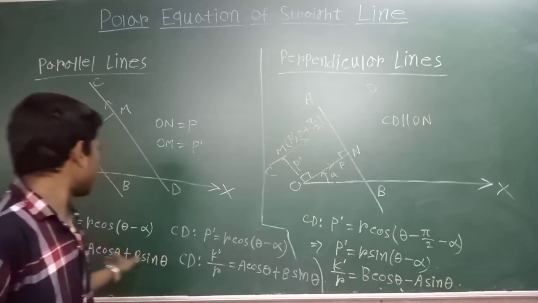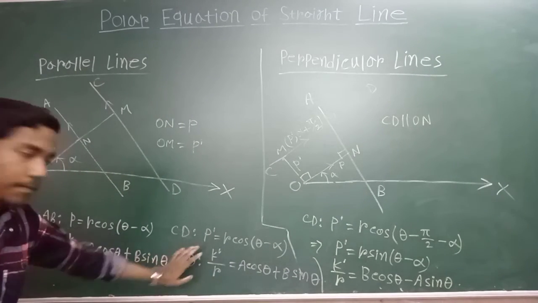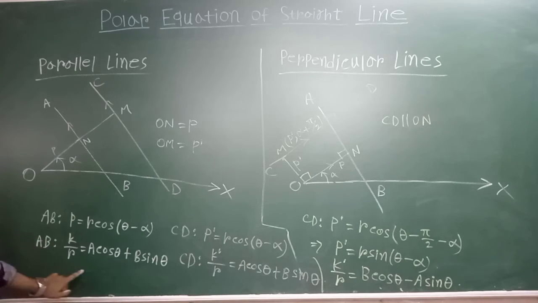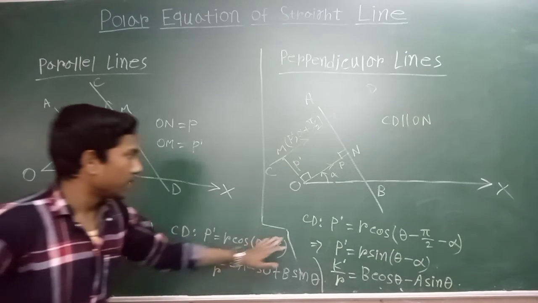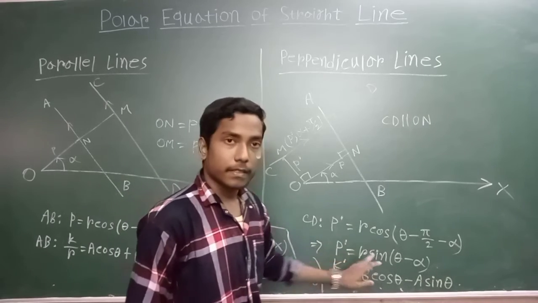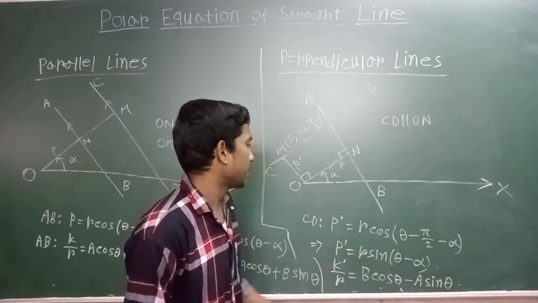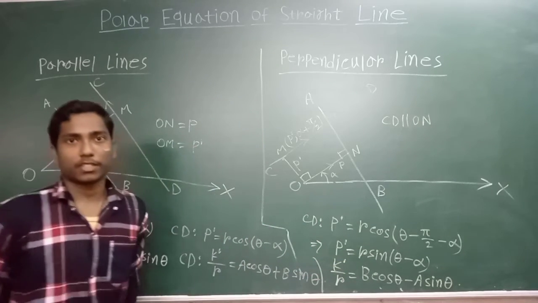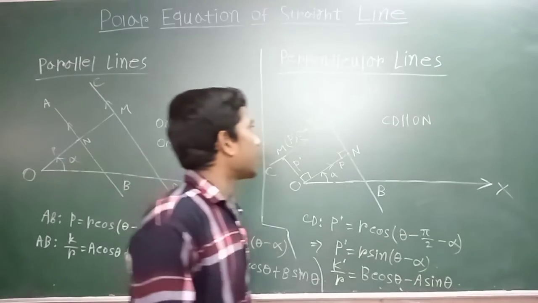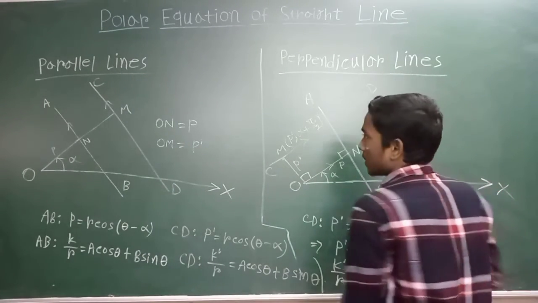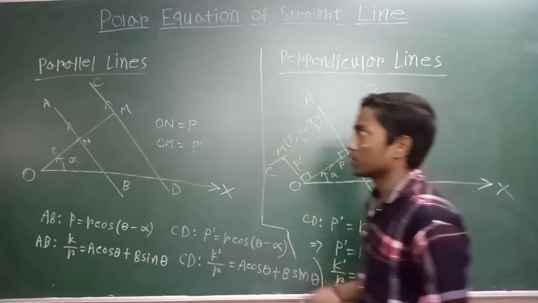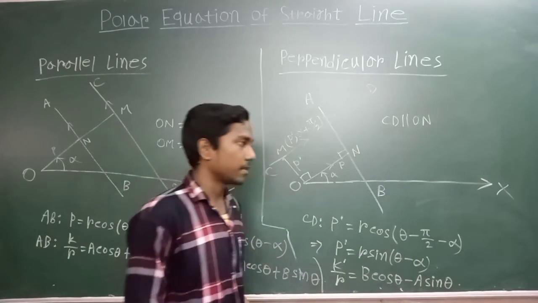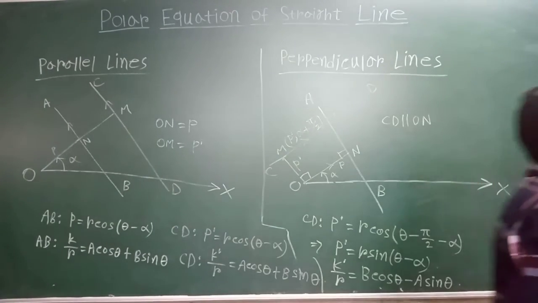Okay, thus this is the polar form of the equation of parallel lines, and this is the general form of the equations of parallel lines. Similarly, this is the polar form of the equation of a perpendicular line, and this is the general form of the equation of perpendicular lines. Okay, now we shall study one more concept. Actually, we will solve a problem, and through that problem we shall learn a concept. So first you should note it down.